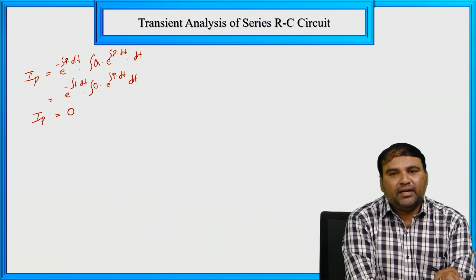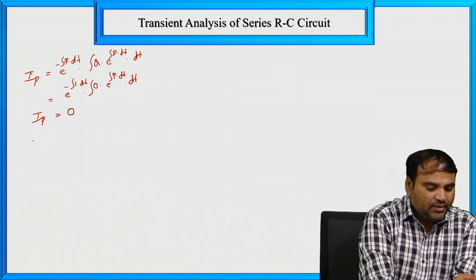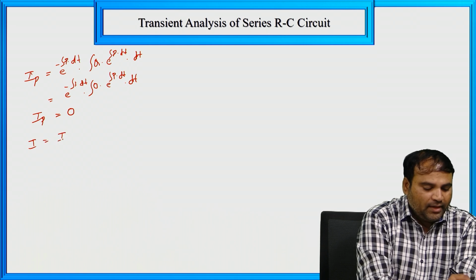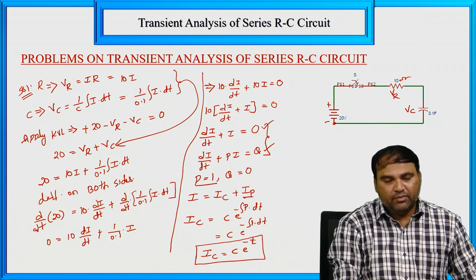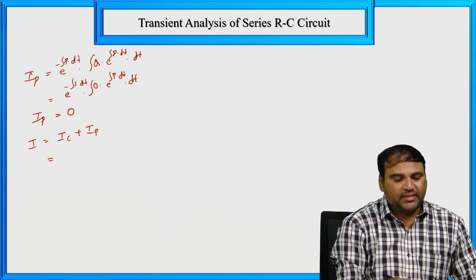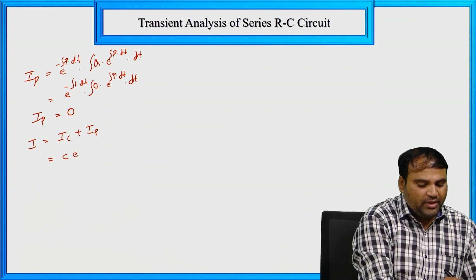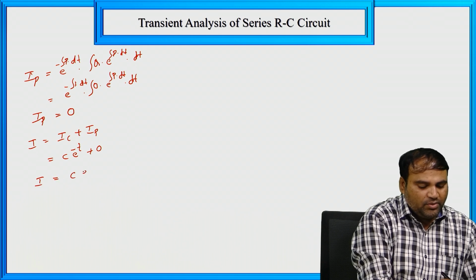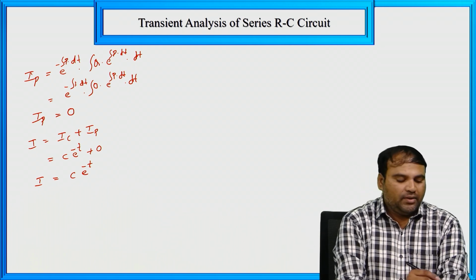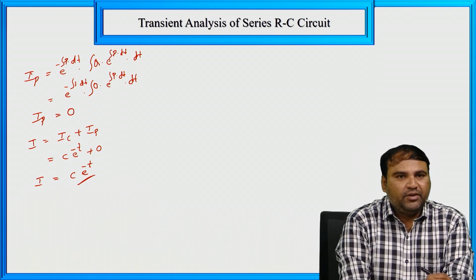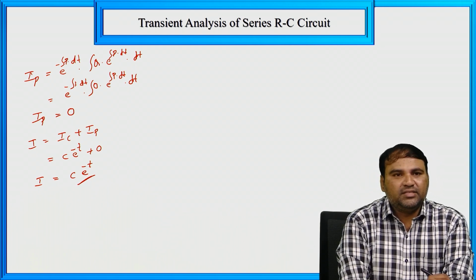Now the total current response is I equal to IC plus IP. What is the IC value? IC equals C into e to the power of minus t. So C into e power minus t plus the IP value, which is 0, gives the total current I equal to C into e to the power of minus t. Now for this equation, we need to calculate C, the constant value.